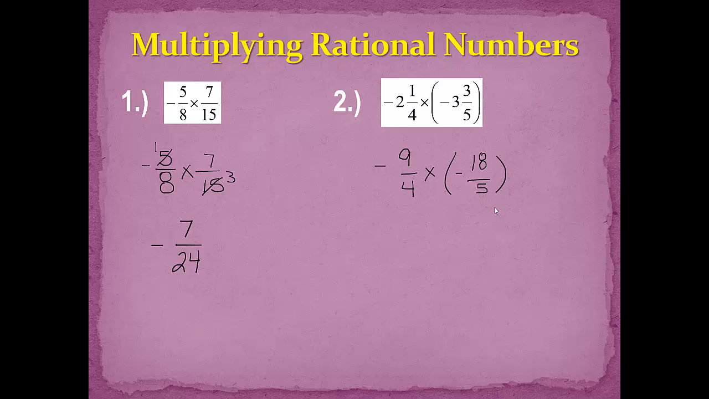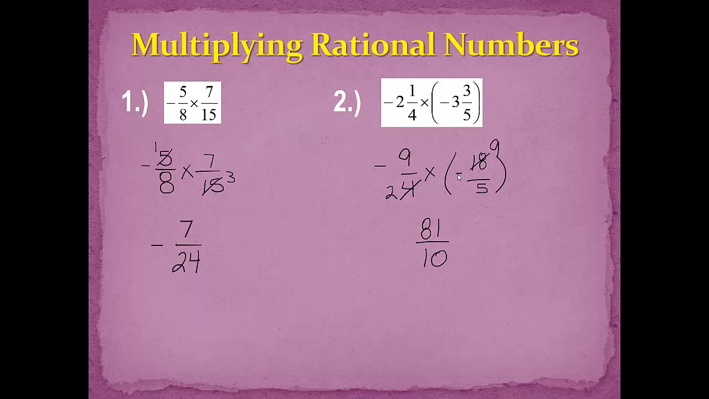Now we're going to do the same thing we did on our first problem. We're going to see if we can simplify. So 9 and 5 can only be divided by 1, so we're going to leave those alone. 18 and 4 can both be divided by 2, so we'll simplify those. 4 divided by 2 is 2, and 18 divided by 2 is 9. Now we can go ahead and multiply. 9 times 9 is 81, and 2 times 5 is 10.